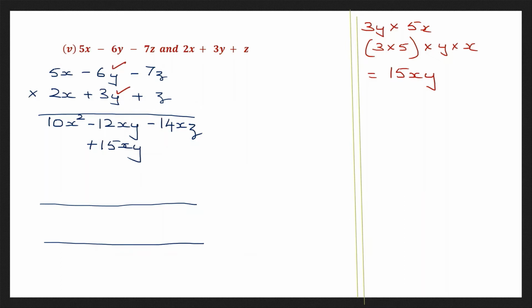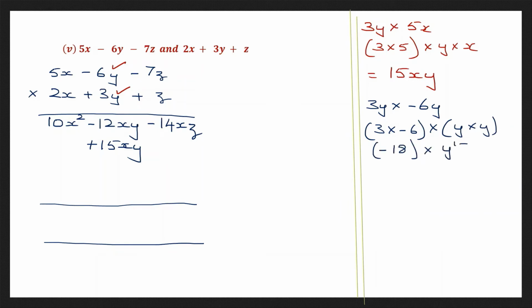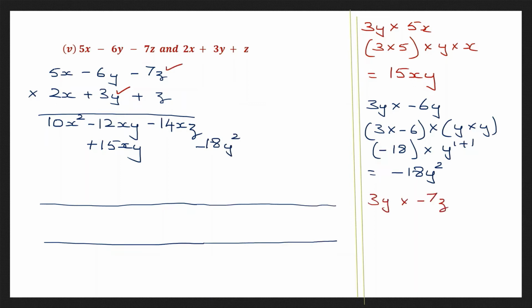Now let's take plus 3y into minus 6y. So the numbers are 3 into minus 6 and we have y into y. So we have minus 18 into y to the power of 1 plus 1, which is minus 18y squared. Now we don't have a column for that, so we'll continue writing it here. Minus 18y squared. Now we're going to multiply 3y into minus 7z. So 3 into minus 7 into y into z. We just have one of each. Now 3 into minus 7 is minus 21yz.